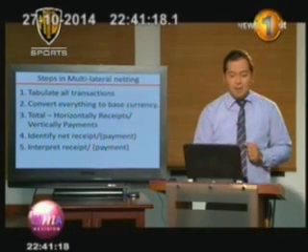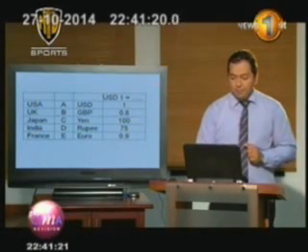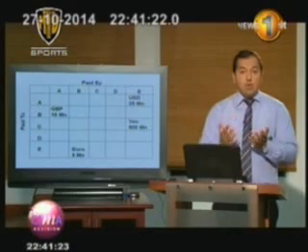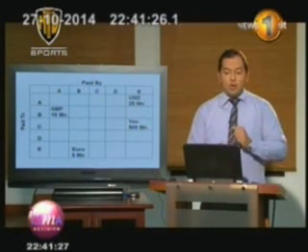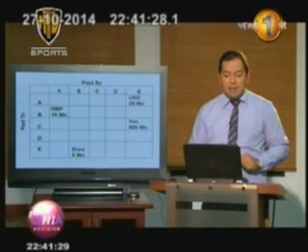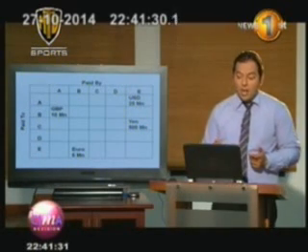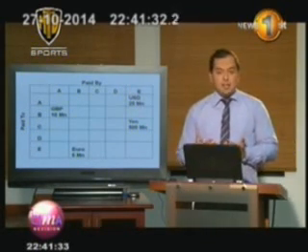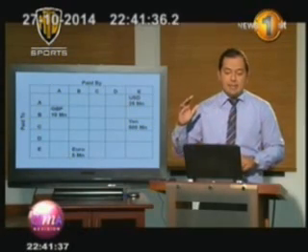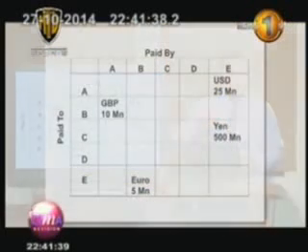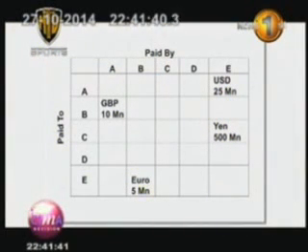Let's look at an example. Now, I tabulate the transactions which I showed you in the previous example. How does this work? How do you interpret this table? The horizontal axis, if you look at this table horizontally, indicates who is receiving money. If you look at this table vertically, it indicates who is making the payment.